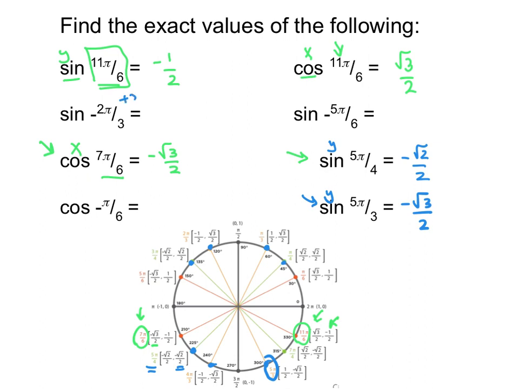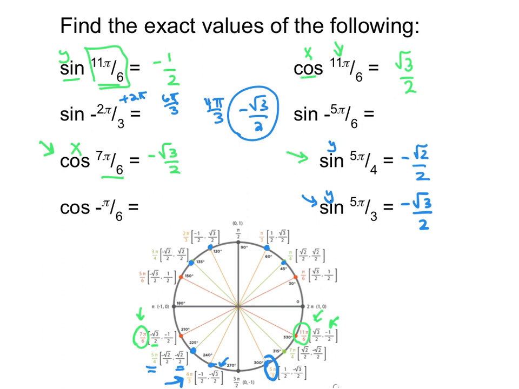Now again, with my negative values, I have the option. I can add 2 pi to all of them to get the coterminal angle. So if I add 2 pi to this, I'm really adding 6 pi over 3. So that's giving me 4 pi over 3. 4 pi over 3 is coterminal with negative 2 pi over 3. So when I go to 4 pi over 3, I'm right here. And when I pull the y value off, I get negative square root of 3 over 2.